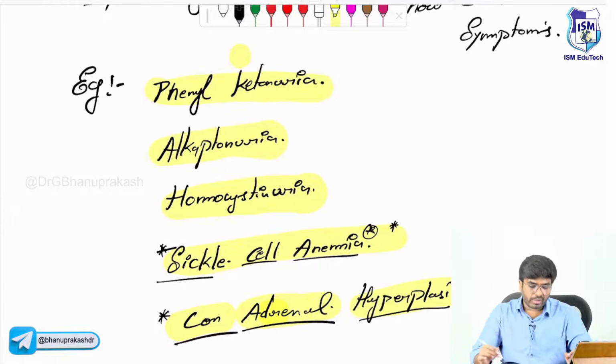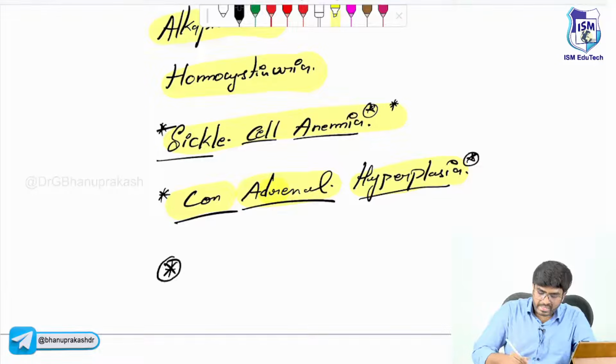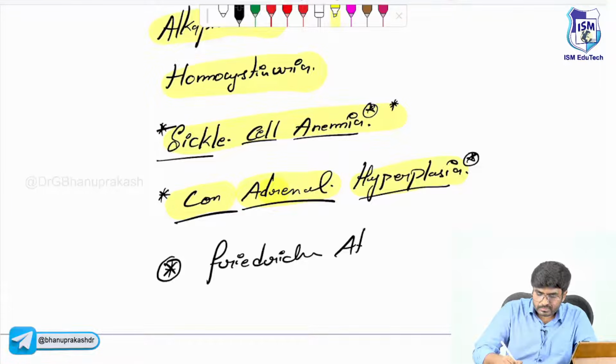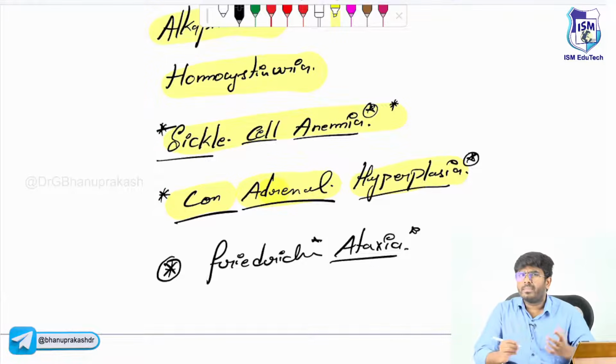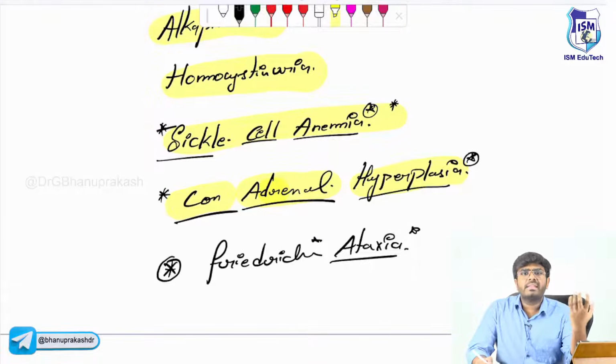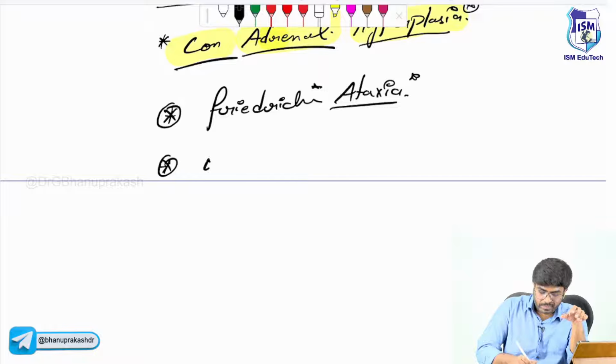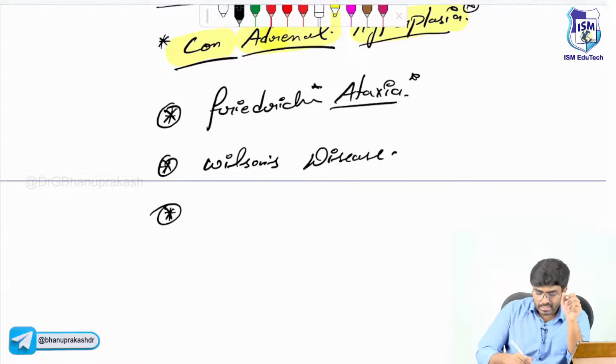let's come to the autosomal recessive. What we have completed: phenylketonuria, alkaptonuria, homocystinuria, sickle cell anemia, congenital adrenal hyperplasia. Next, Friedreich ataxia. Okay, Friedreich ataxia. Next, any other disorder, do you know, where there is excessive deposition of copper in the body? There is this one disorder where there is excessive deposition of copper in the body, which is called Wilson disease. Wilson's disease.